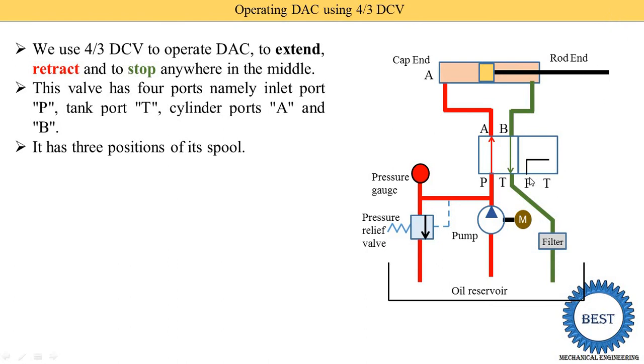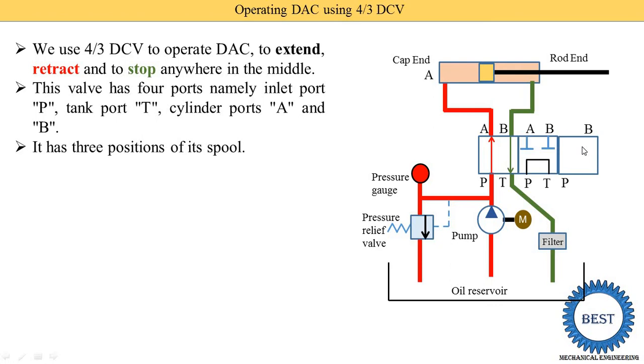So here oil is taken from the P port and it is again supplied to the tank. Okay, that's why it is called the tandem position, and the A and B ports are closed. Now this is the third square, meaning it is for the second position. So this is the first position, mid position, and the second position.